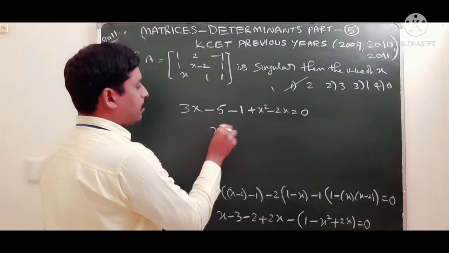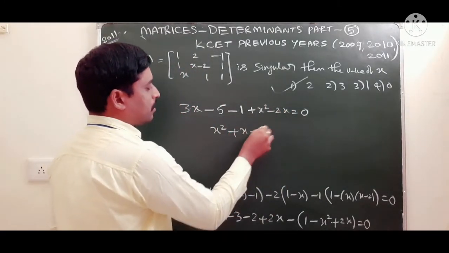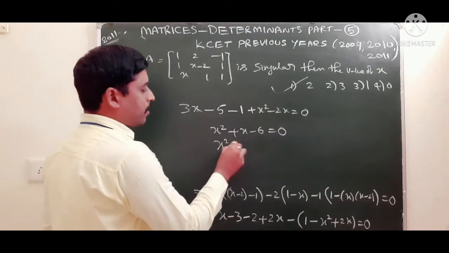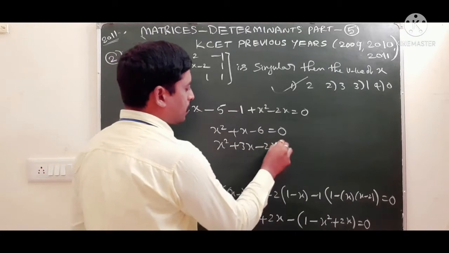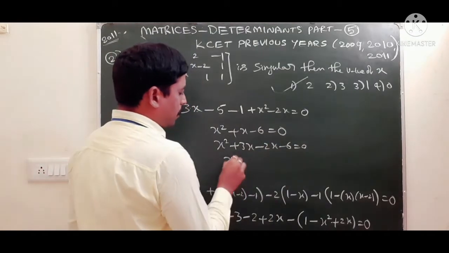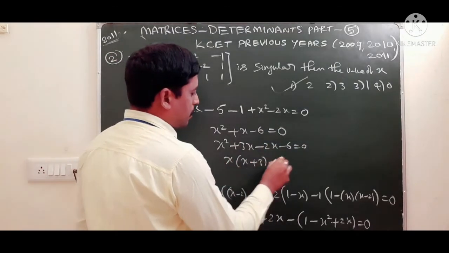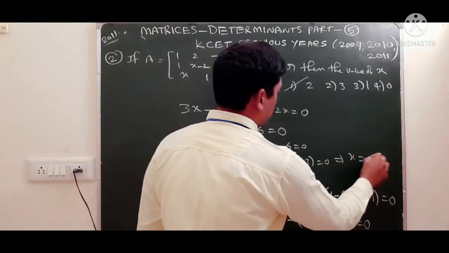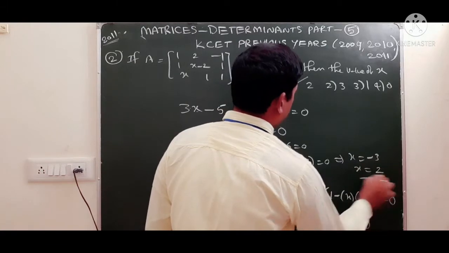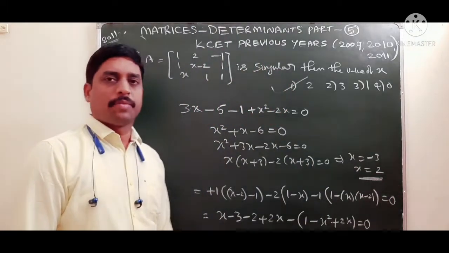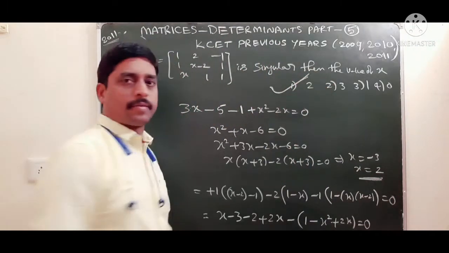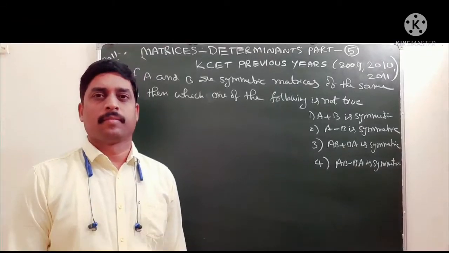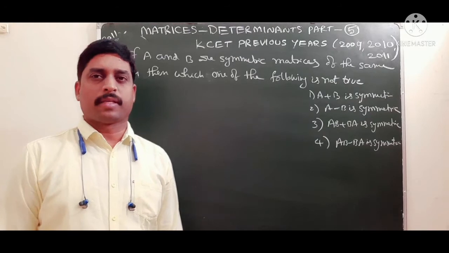Therefore x square plus x minus 6 is equal to 0. Okay, now factors: x square plus 3x minus 2x minus 6. So x will be common, minus 2 will be common. Now we got x values minus 3 and plus 2. So which option is correct? First option is correct. So x is equal to 2 or minus 3. Let us go to the next problem.